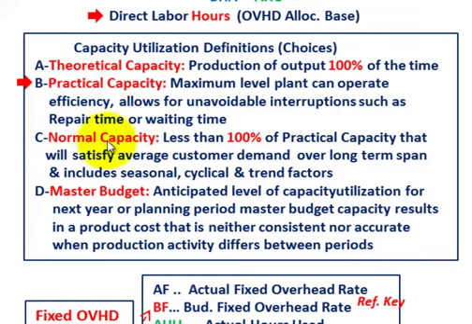And then for our normal capacity, the third choice, this is where less than 100% of our practical capacity will satisfy the average customer demand over a long-term span. And it includes seasonal, cyclical, and trend factors. And when we talk about long-term span, we're talking about years out, as many as 5 years out. Determining our normal capacity would satisfy customer needs into the future as far as 5 years out.